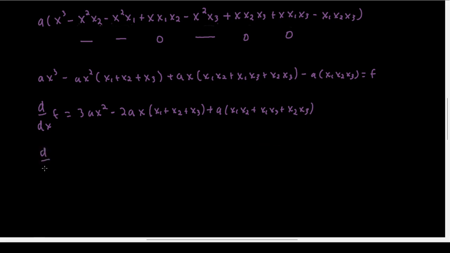Next, we want to take the second derivative of f. That's going to be pretty easy as well. With power rule again, this is going to turn into 6ax. And then here, this is just going to go to 2a.